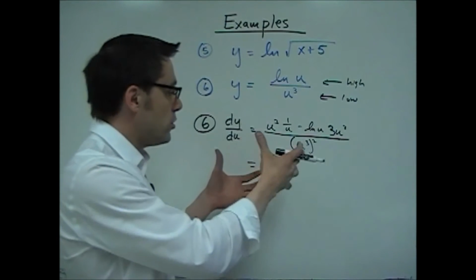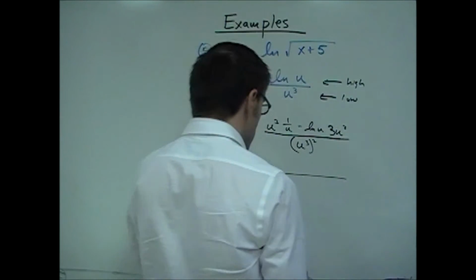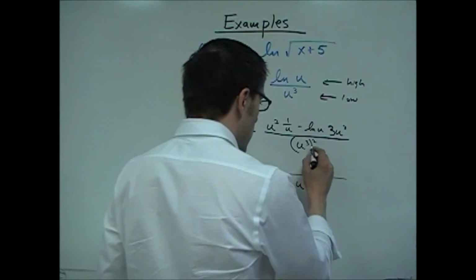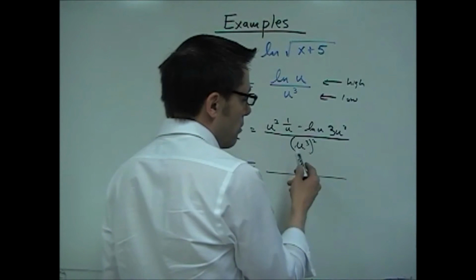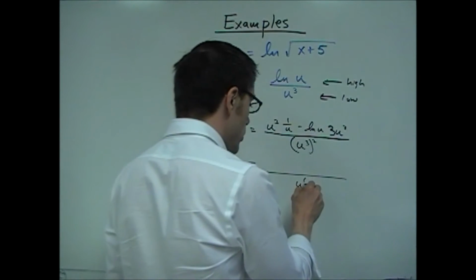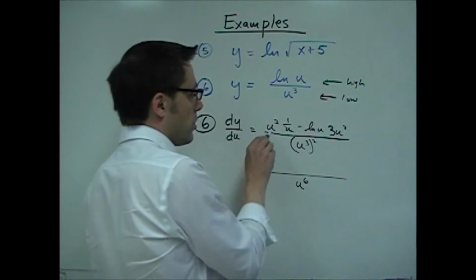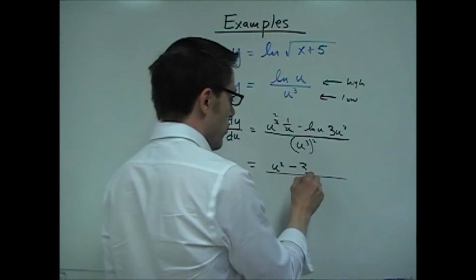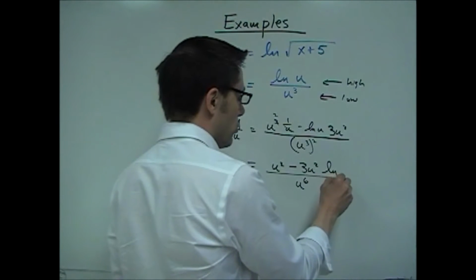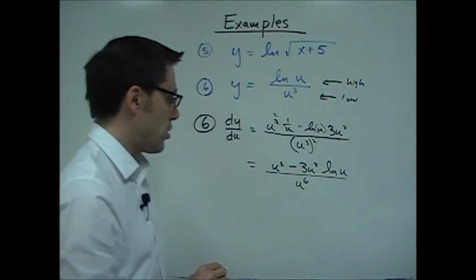Okay, so now I just have to simplify this so it looks a little bit nicer. Now notice I've got a u to the, well, again, if I'm squaring something with a power, remember that I multiply. So this is u to the 6th power on the bottom. One of the u's cancel here, right? One goes away, so there's 2 left over. So I get a u squared minus 3u squared natural log of u. Okay? This u is inside of the log function.